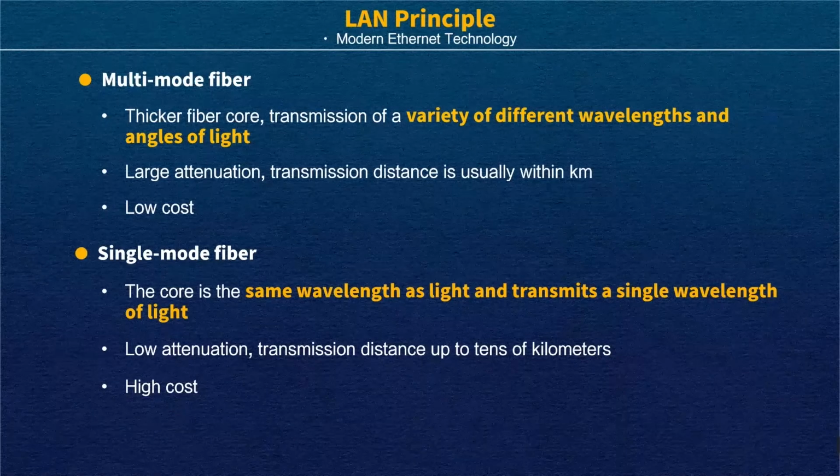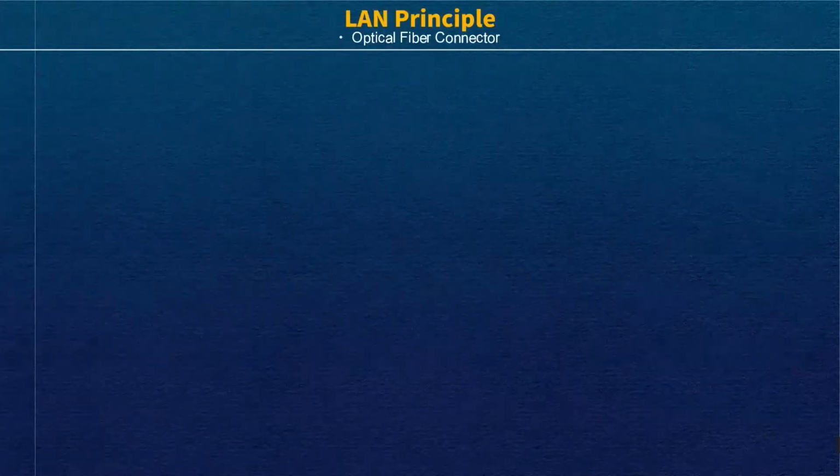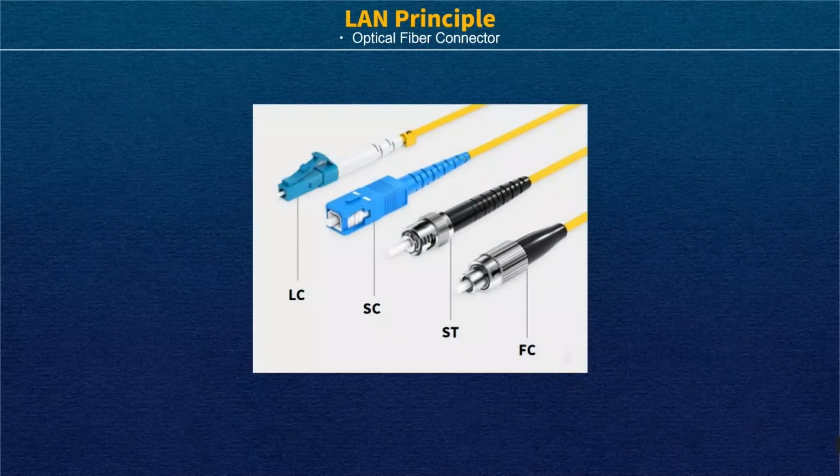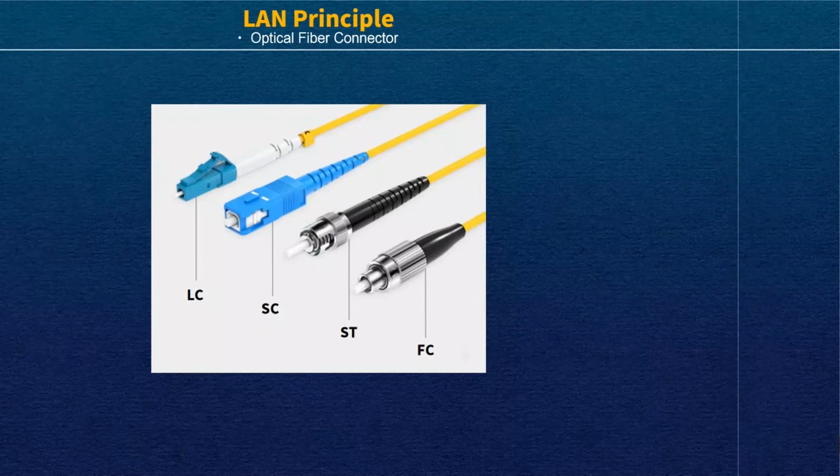And if you want to use fiber to connect with the devices, we also use the fiber connector. The typical optical fiber connectors are LC, SC, ST, and FC. Maybe in your network you also see these connectors, right? The fiber has to connect with the connector, and then we can connect with the device. Then we can transfer the packets.